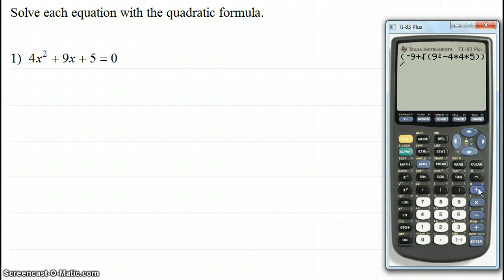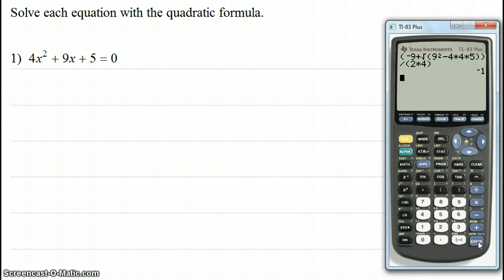Okay. Divided by what? 2A. So this time you can put in 2 times A, or you can put in 8, which you know is 2 times A, either one, and then you wouldn't have to put the parentheses in. Okay. So one of the answers is -1.